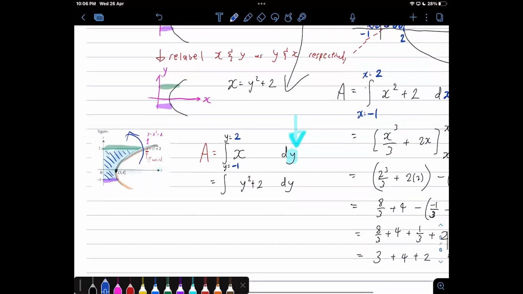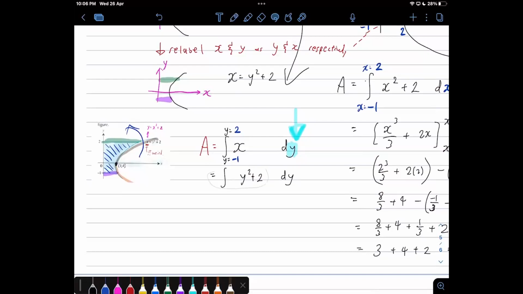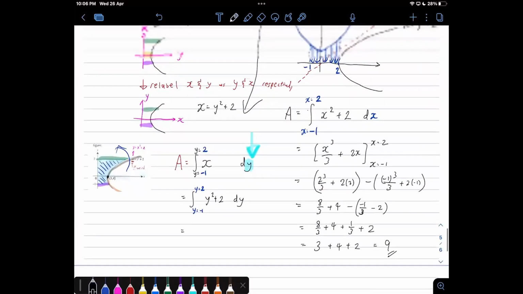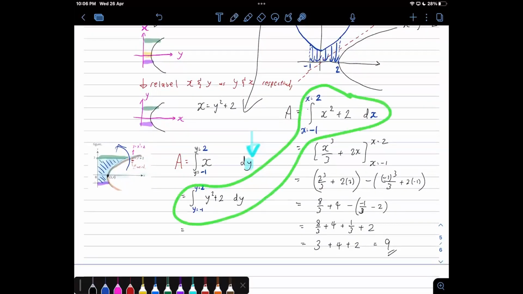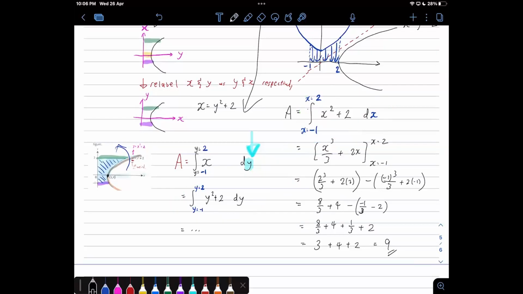And what is x? Of course, you can just immediately replace it with the function they gave you, y squared plus 2. Okay? So y equals -1, y equals +2. And then you realize, doesn't it look exactly the same as the original one? You're just replacing x with y. So at the end of the day, the working is exactly the same. It's just everything replaced with y. Instead of x cubed over 3 plus 2x, it becomes y cubed over 3 plus 2y. Sub in y with the upper and lower limit. Okay?